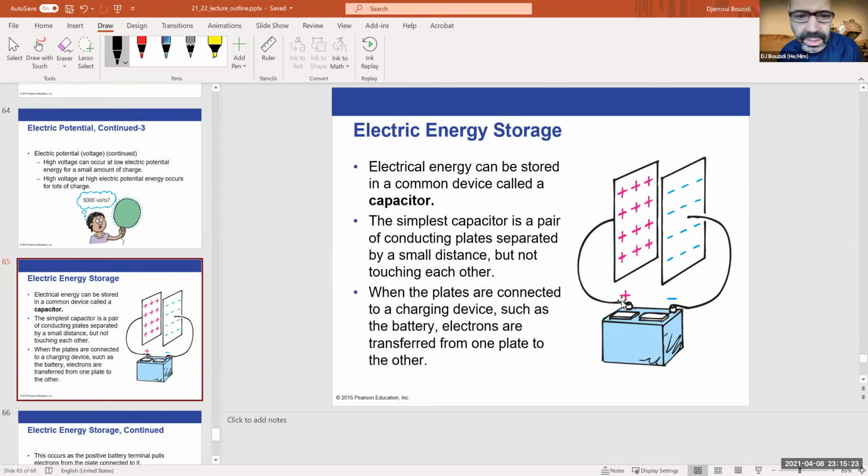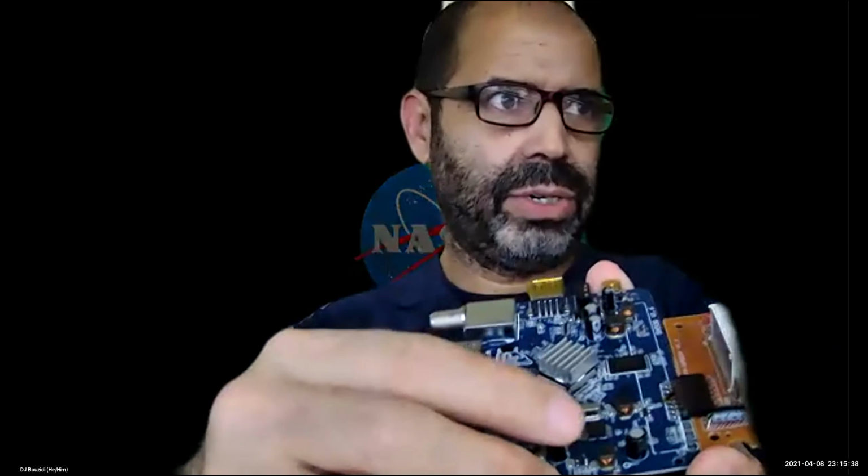Where are my capacitors in here? In every electronic device, you can see them as these round things. Let me turn off the sharing quickly. So this is actually a capacitor in here. This is actually another capacitor in here. So those are the capacitors that store charge.